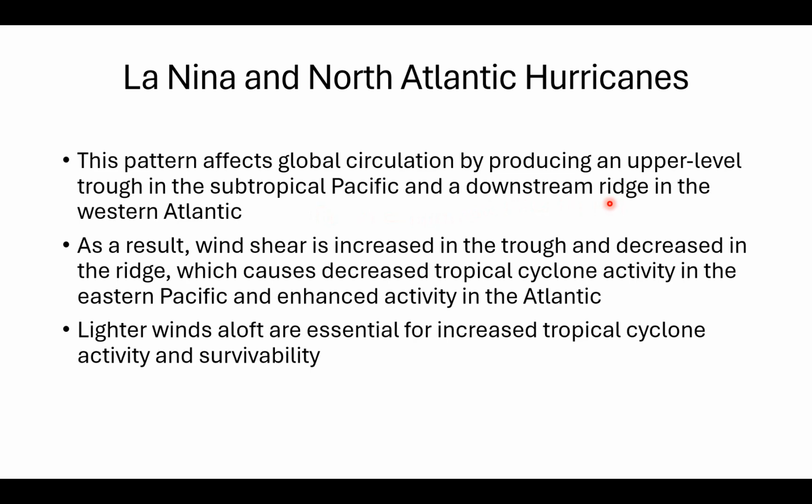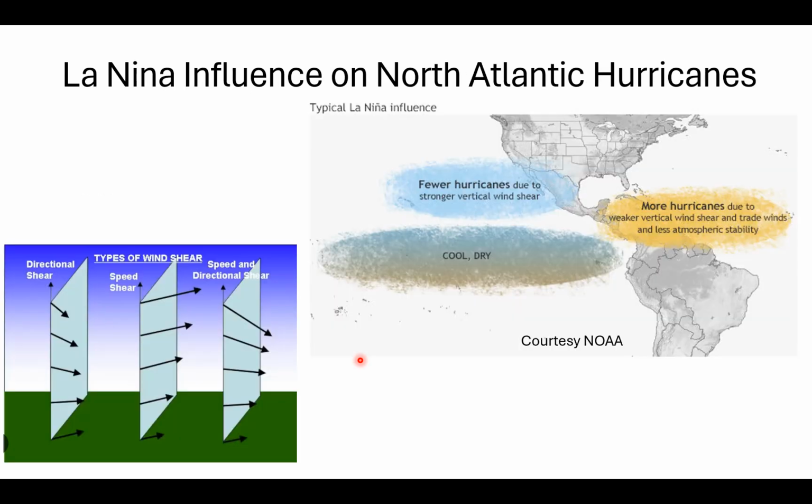Okay? And we talked about the importance of wind shear. We want very little in the way of vertical wind shear, and we get that with a ridge. As a result, wind shear is increased in the trough. Now, if you're over the subtropical Pacific, you're going to have much more wind shear, but it's going to be decreased in that ridge over the Atlantic. And that causes decreased tropical cyclone activity in the eastern Pacific and enhanced or increased activity in the Atlantic. Again, lighter winds aloft are essential for increased tropical cyclone activity as well as survivability.